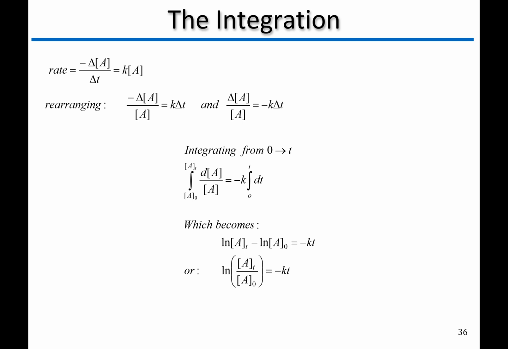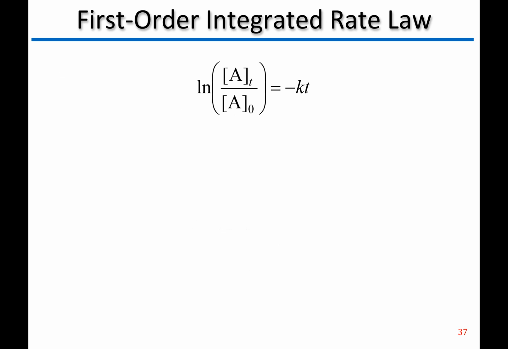Okay, and here's the integration, so starting from the rate law all the way down to the integrated rate law. I won't burden you with this, but here it is in case you wanted to see it. But we end up with our integrated rate law, which is the natural log of A sub t over A sub naught is equal to minus kt.